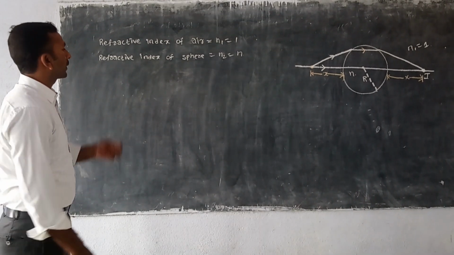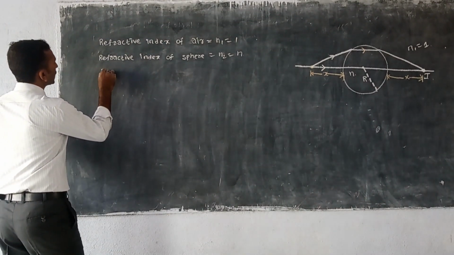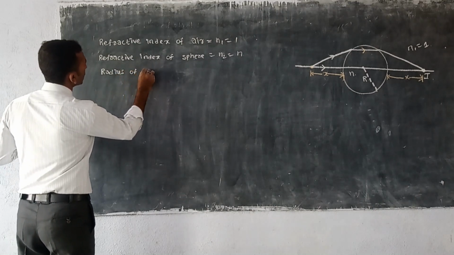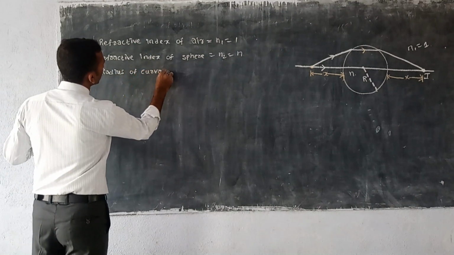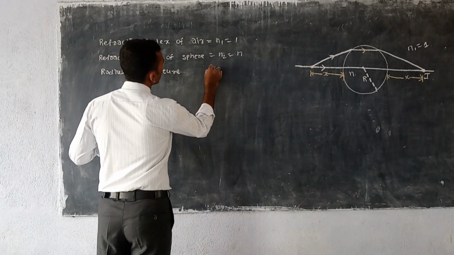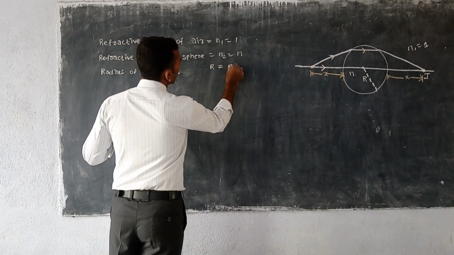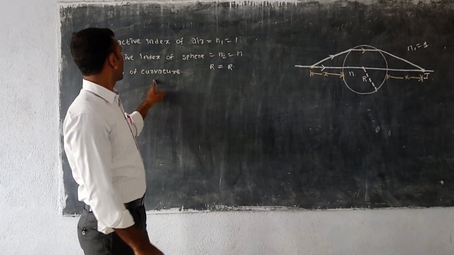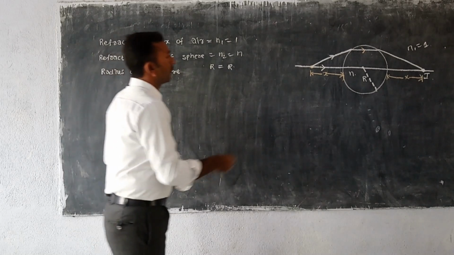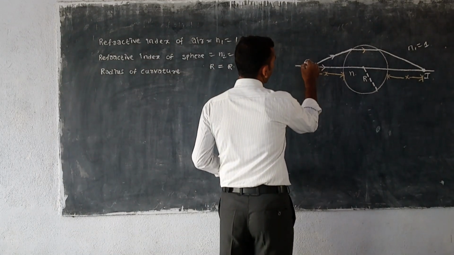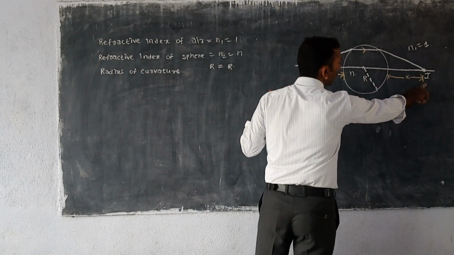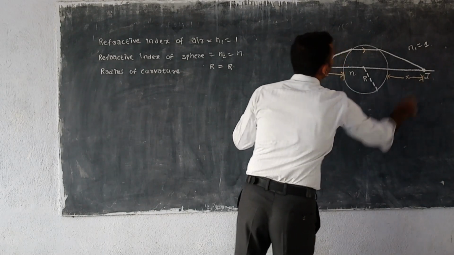Okay, so the radius of curvature. What is the value? The radius of curvature equals R. And where we keep the object here, at point O, we kept the object. And where is the image forming? At point I, the image is forming.